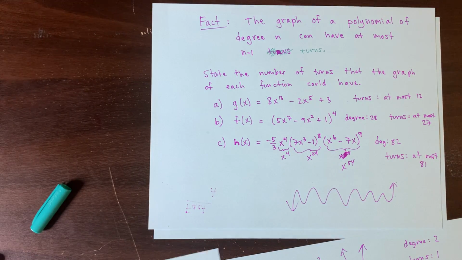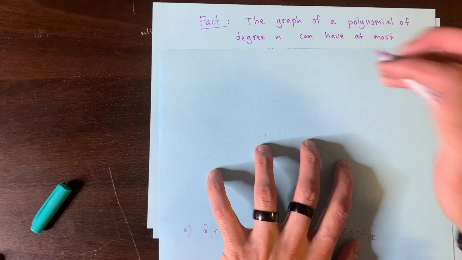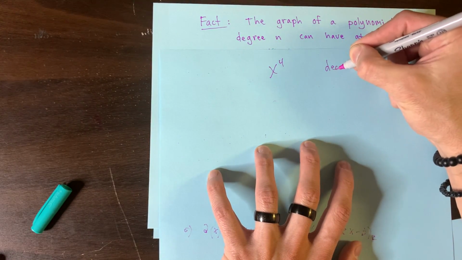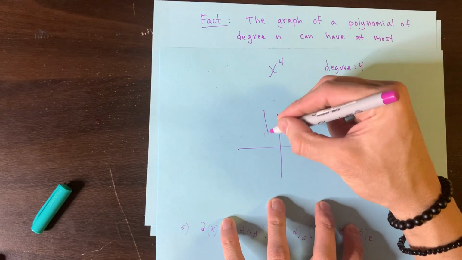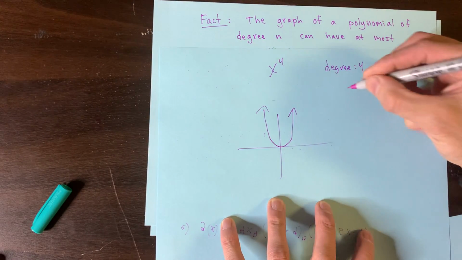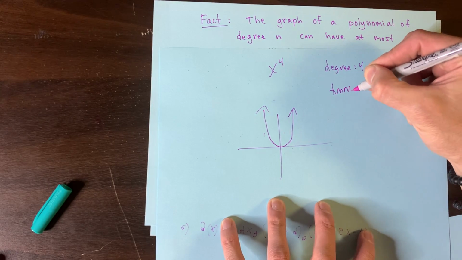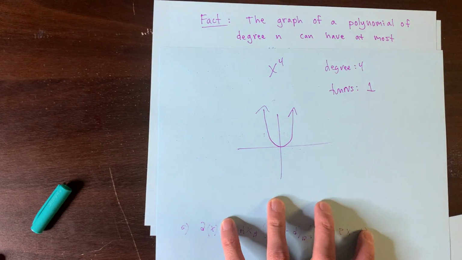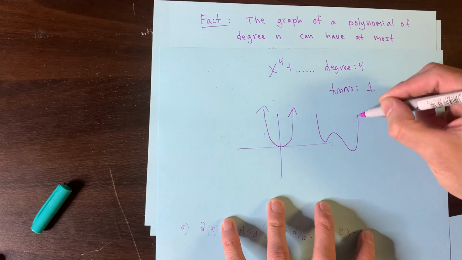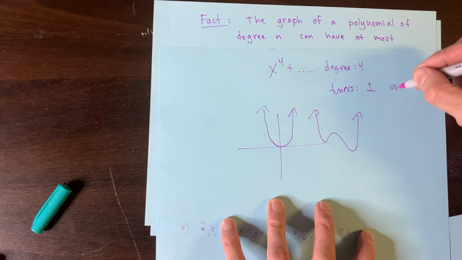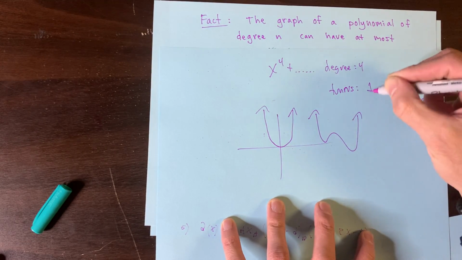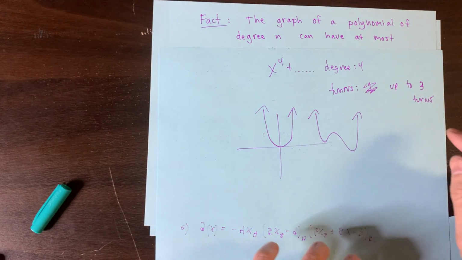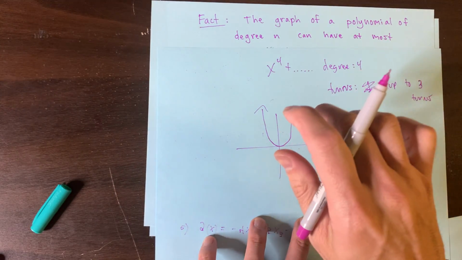Why do I keep saying at most? Because you don't have to have all the turns. For example, x to the power of 4 has degree 4, but the actual graph of x to the 4th looks like this, where it has only 1 turn. But the point is, if I add some more pieces to it, the graph could look something more like this, where you have a maximum of up to 3 turns. So whatever the degree is, you subtract 1, and that's how many turns the graph could have.